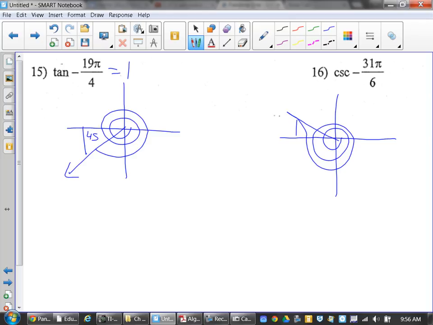Cosecant is the inverse of what trig function? Sine. So if sine is opposite over hypotenuse, cosecant would be hypotenuse over opposite. So for 30 degrees, your hypotenuse is 2, your opposite is 1. Is sine positive or negative in the second quadrant? It's positive. Remember, sine is the vertical component, okay? So here it's positive 2.